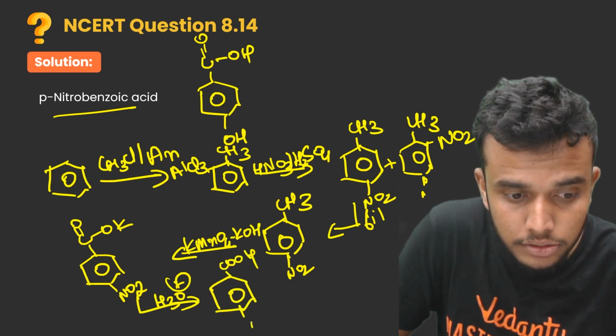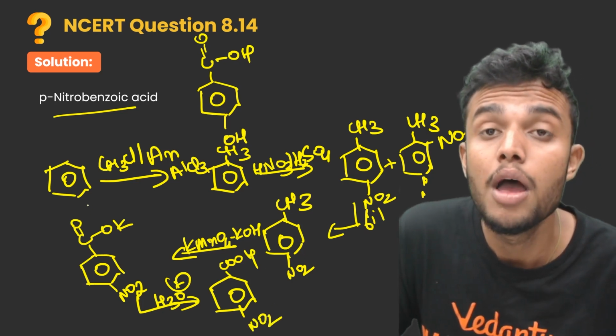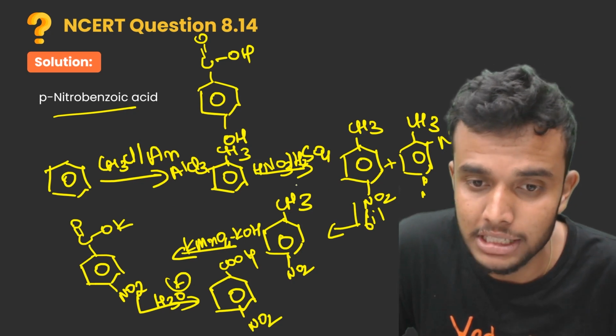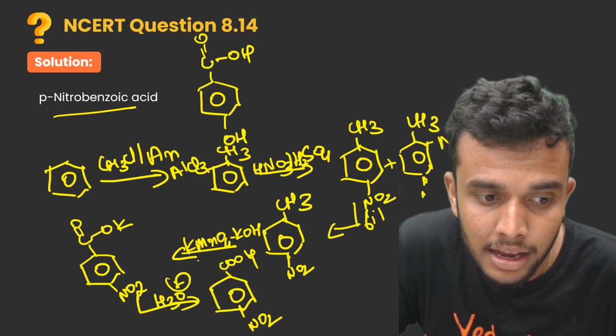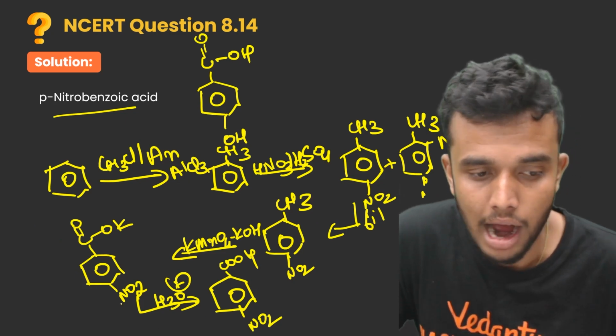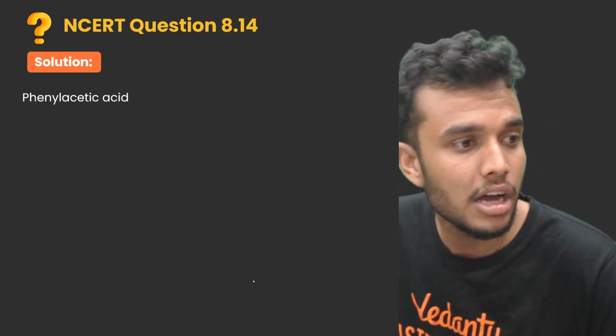Okay, students, understood? These are the steps. First step is Friedel-Crafts alkylation. Next one is nitration and filtration. Next, to get the COOK compound, and then hydrolysis. Understood? Next, move on to the next compound.